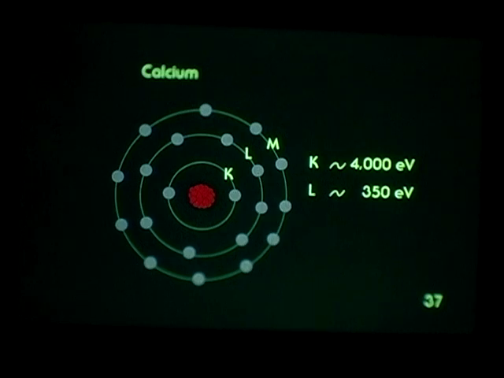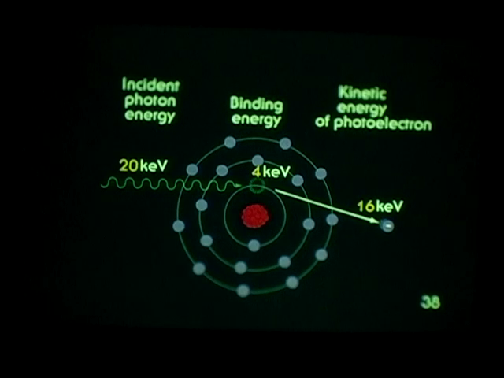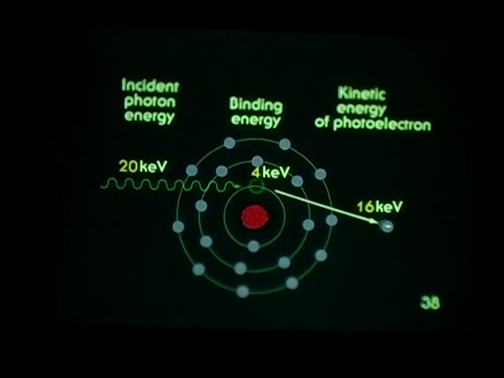The K-shell electrons of calcium, one of the elements of which bone is composed, have a binding energy of about 4,000 eV, while the L-shell electrons have a binding energy of about 350 eV. Knowing the binding energy of the electrons in an element and the energy of the incident photon, we can determine the energy of the photoelectron produced in a photoelectric interaction. For example, in calcium, the K-shell electron has a binding energy of 4,000 eV, or 4 keV.